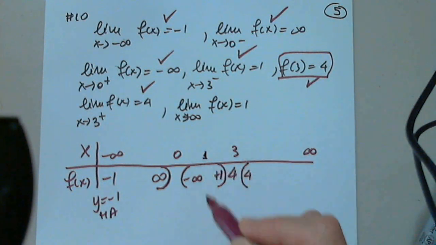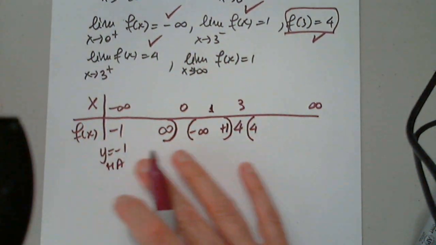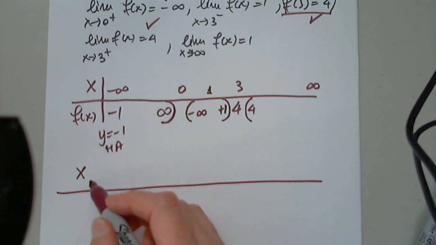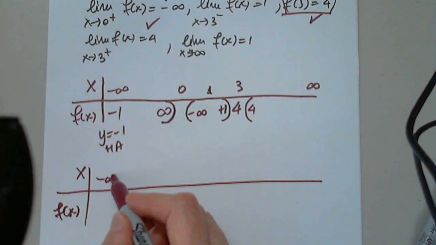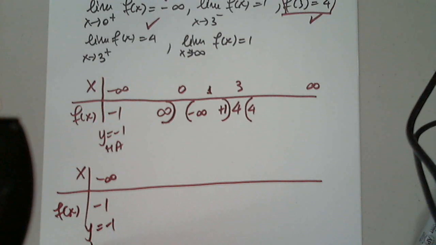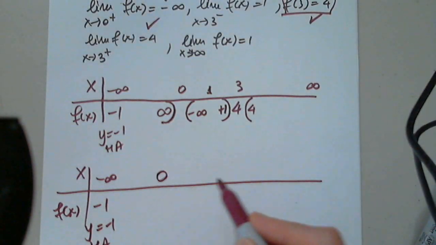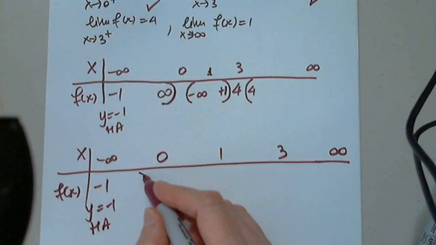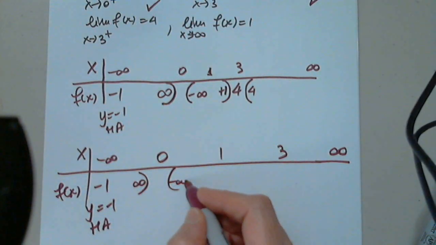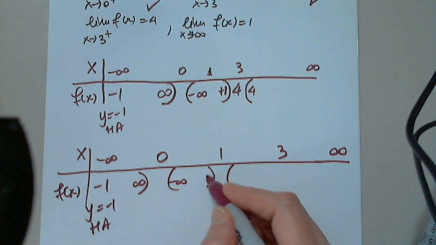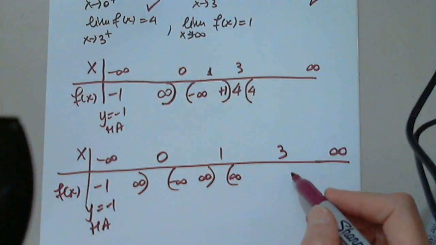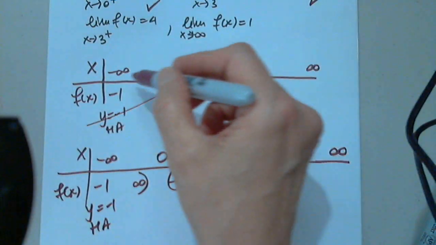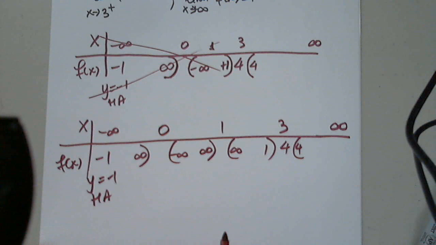So 1 here, I'm going to rewrite it. I'm going to remake it because it's too crowded and I don't like it. So negative infinity, -1, y equals -1 horizontal asymptote. So I have 0, 1, 3, and infinity. On the left and right, infinity, negative infinity. Here I have on the left and right, infinity, infinity. And here I have 4, and then 1, and 4. So I'm going to erase this because I organized it better.